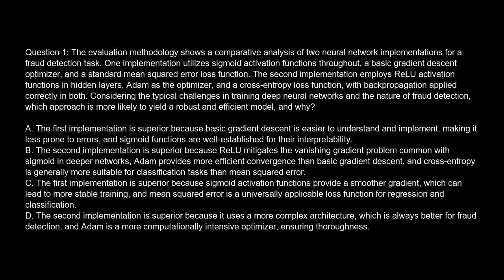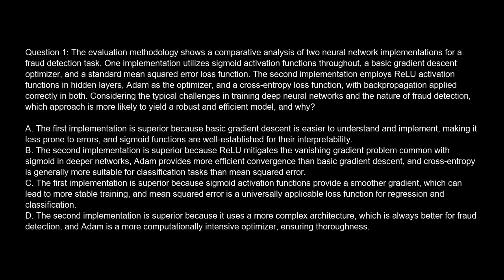Question 1. The evaluation methodology shows a comparative analysis of two neural network implementations for a fraud detection task. One implementation utilizes sigmoid activation functions throughout, a basic gradient descent optimizer, and a standard mean-squared error loss function. The second implementation employs ReLU activation functions in hidden layers, Adam as the optimizer, and a cross-entropy loss function, with backpropagation applied correctly in both.